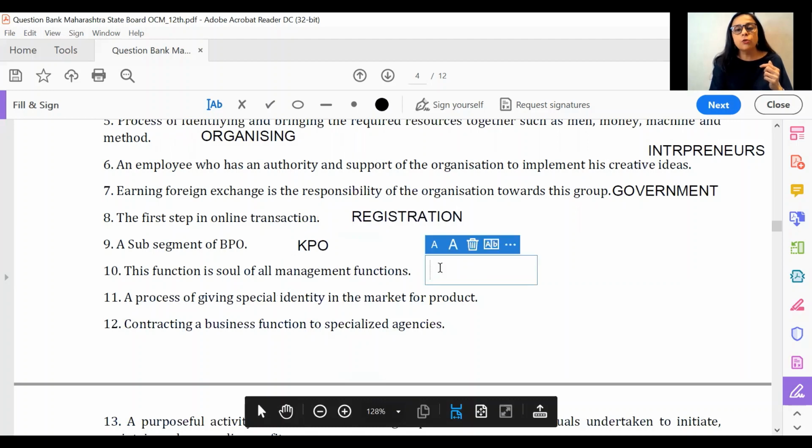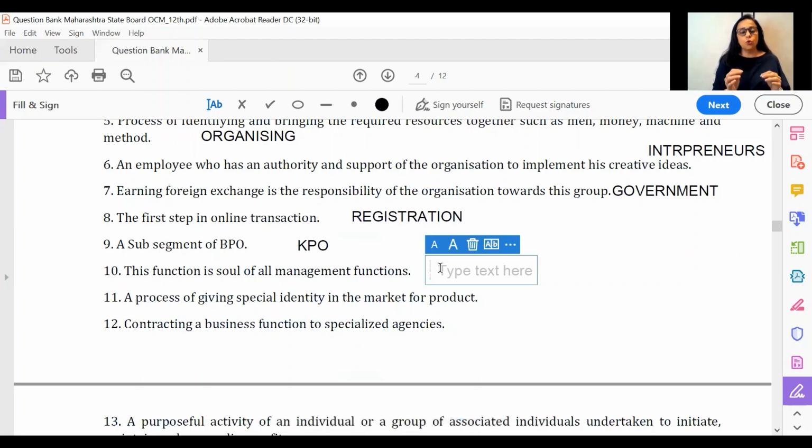If you go to the 10th objective, this function is the soul of all management functions. It's a very random thing. Don't worry, such questions are not going to be coming in your board. However, if you go through it, the directing function talks about this management function, and it's the soul, the heart. Action is taken in this stage, and that's why they call it the soul. The action stage comes here.